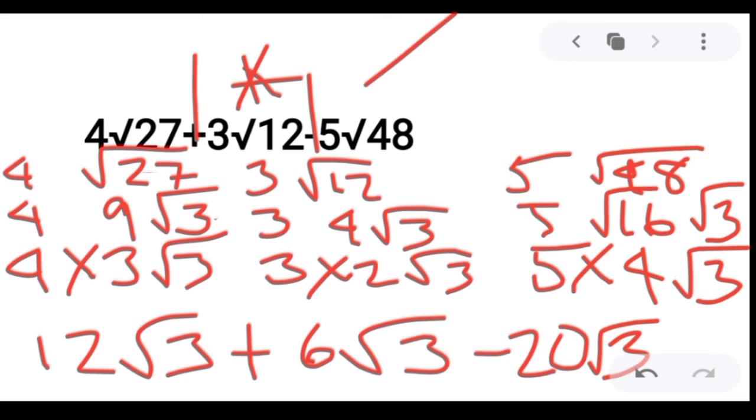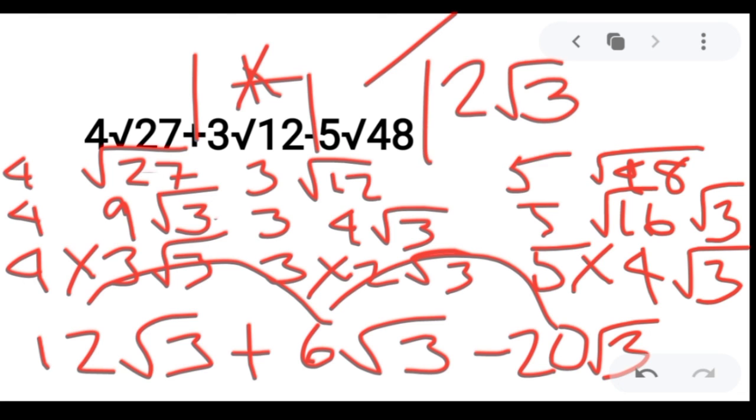Ngayon, paano natin makuha ang simplification nito, is 12 plus 6 is 18. 18 minus 20 is 2 square root of 3.